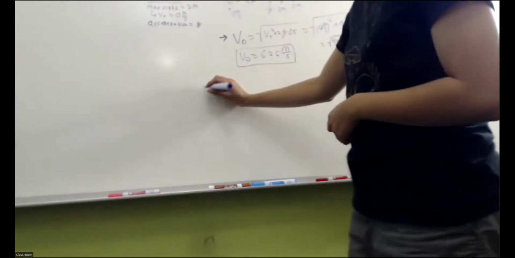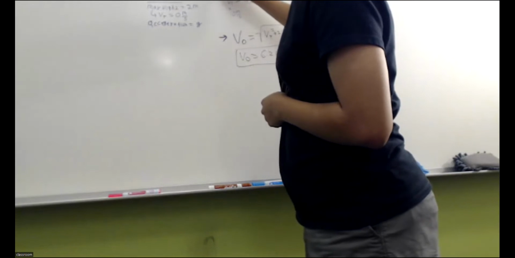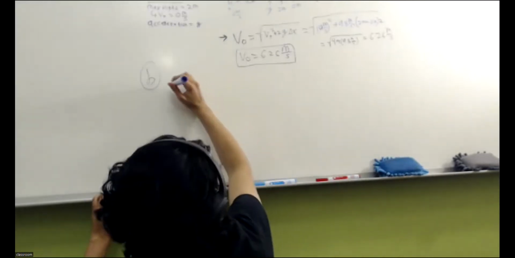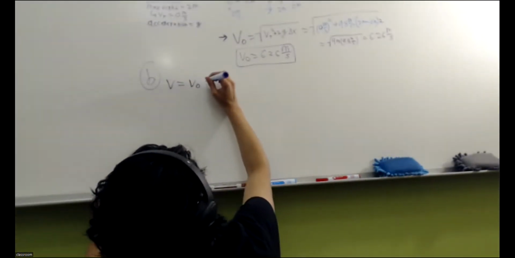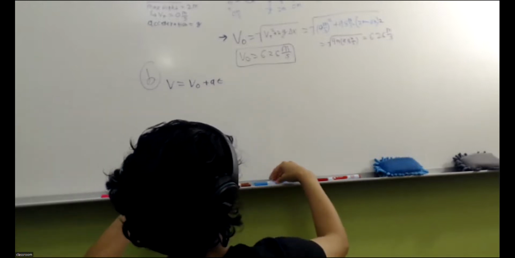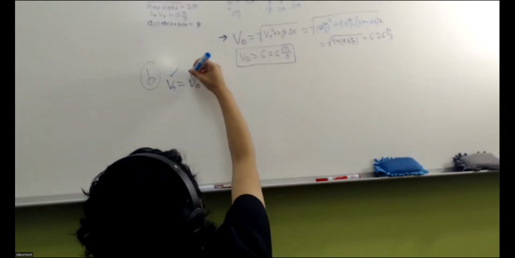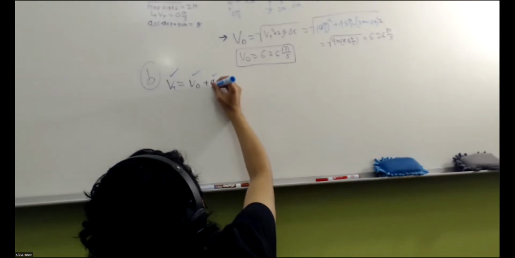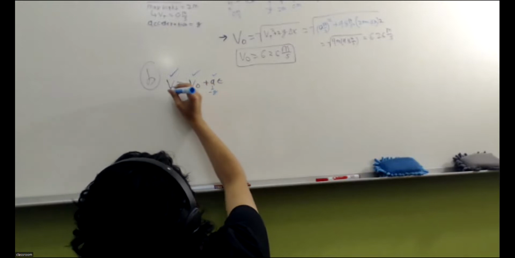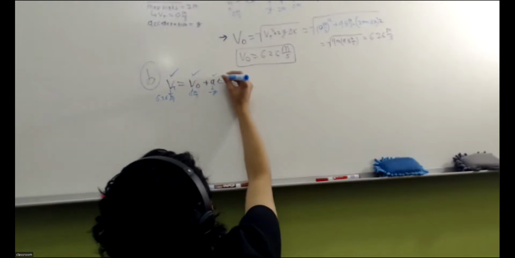So, let me label this. This is part A. So we're going to do V equals V naught plus AT. Let's double check that we have everything. We have V now, yes. That's VT. We have V naught, yes. We have acceleration. Acceleration is negative g. V naught is 0 meters over second. VT is 6.26 meters over second. And T we're solving for.